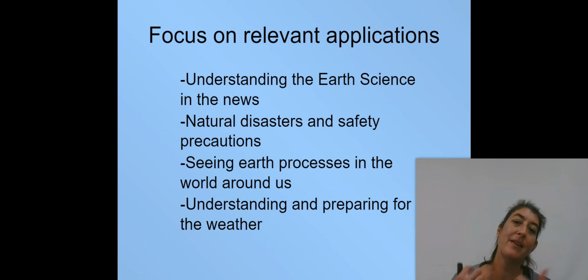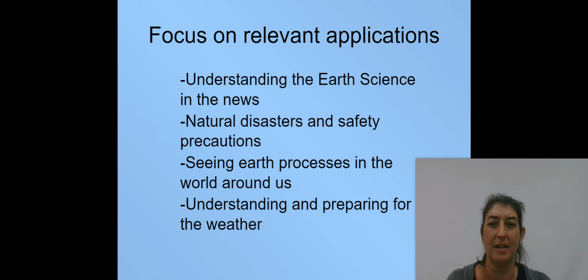Like I said, natural disasters and the safety precautions that can help us be prepared and safe during those kinds of events. And even just things like, okay, we're headed on vacation to the Dells and we're seeing different kinds of landforms and kinds of rocks. How do we process that? What's creating that? So helping them see science in the world around them. And then, as I mentioned, understanding, preparing for kinds of weather, the weather phenomenon that we see.